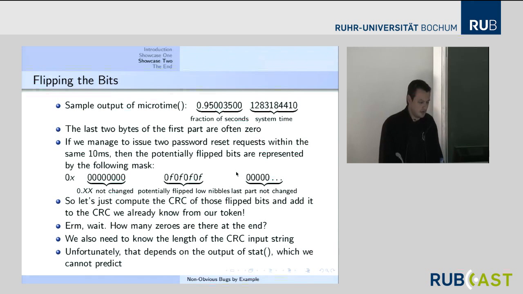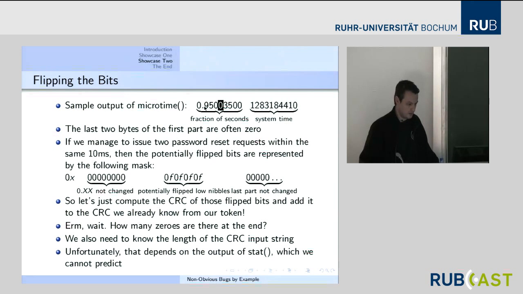So that basically means if we manage to make 2 password reset requests within the same 10 milliseconds, then only this value, this value, this, and this could change. Because there are 10 milliseconds, if I'm not mistaken. And that again means we could represent the bits that actually changed by a bit mask, and that would be this one.